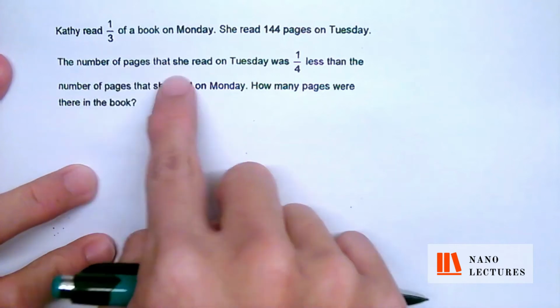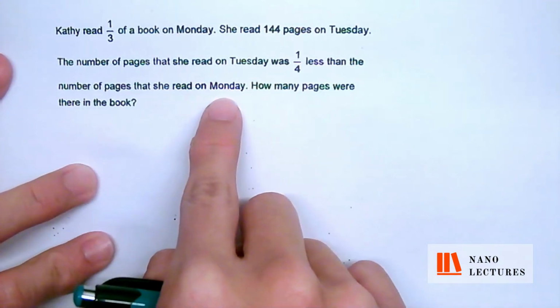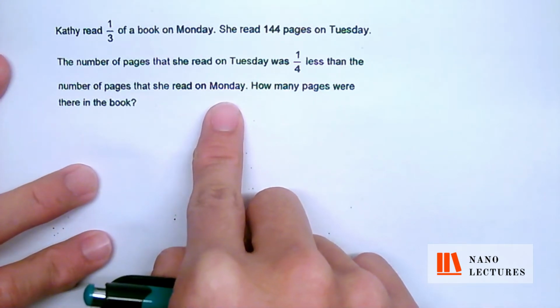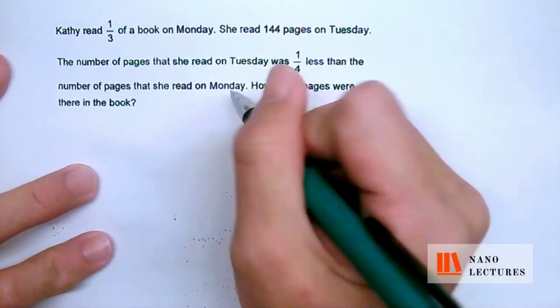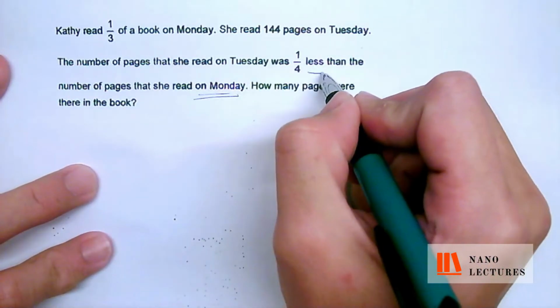They said that the number of pages that she read on Tuesday was 1/4 less than the number of pages that she read on Monday. So, on which day did she read more? Monday or Tuesday? It'll be Monday, right? Because she said that the number of pages that she read on Tuesday was 1/4 less.